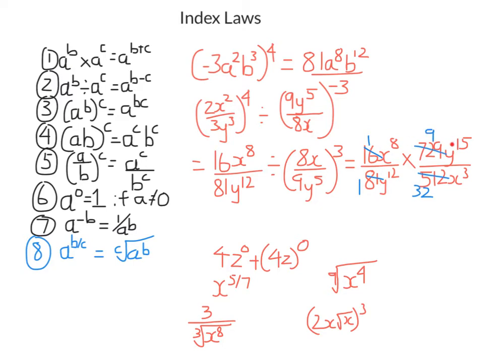Now to deal with these indices, I can use this law here where I'm dividing. So x to the power of 8 divide x to the power of 3 gives me x to the power of 5. So on top I have a 9 and now I have x to the power of 5. So then I can do the same for the y's. y to the power of 15 divide y to the power of 12 just gives me y to the power of 3. And then on the bottom, I'm just left with 32. And that's my final answer. Can't be simplified any further.